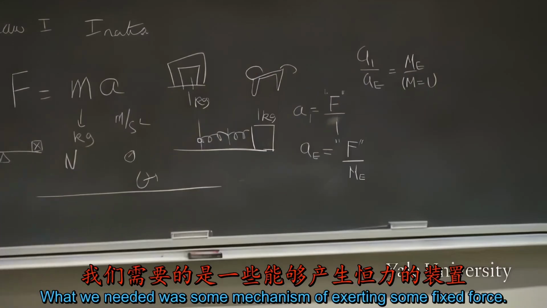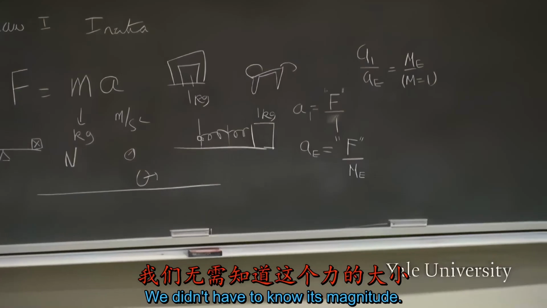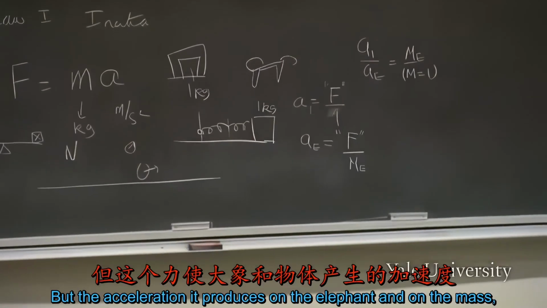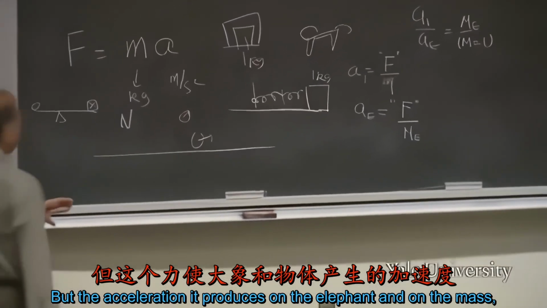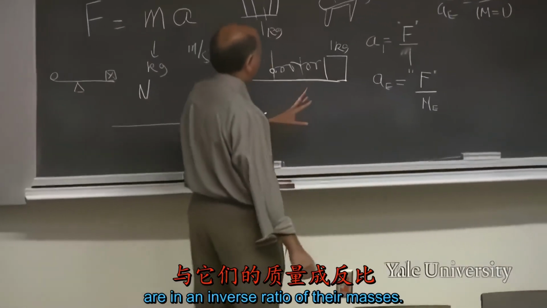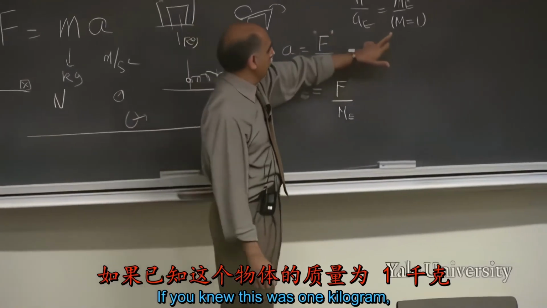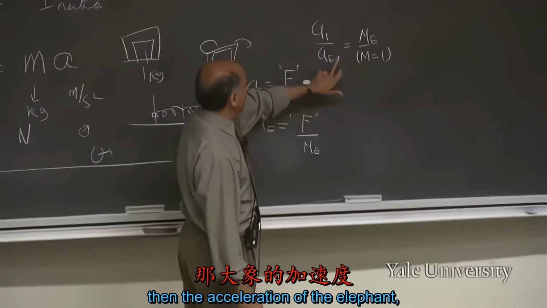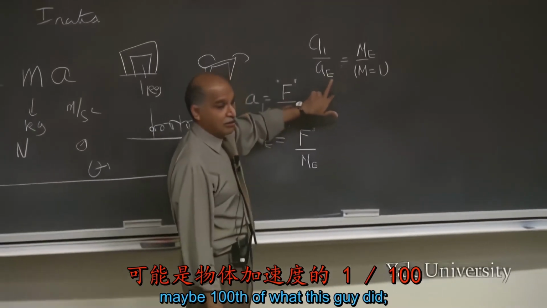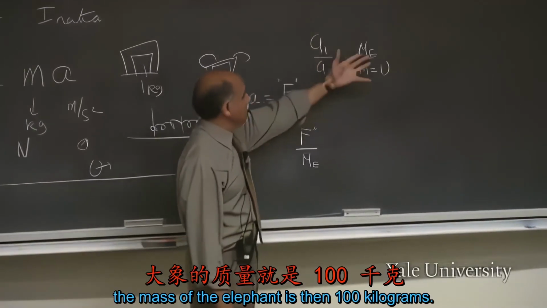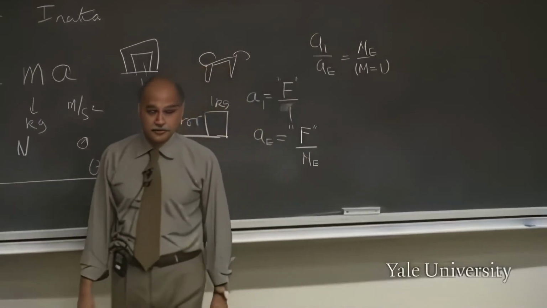So what we needed was some mechanism of exerting some fixed force. We didn't have to know its magnitude. But the acceleration it produces on the elephant and on the mass are in the inverse ratio of their masses. So if you knew this was 1 kilogram, then the acceleration of the elephant, which will be some tiny number, maybe 1/100th of what this guy did, the mass of the elephant is then 100 kilograms.